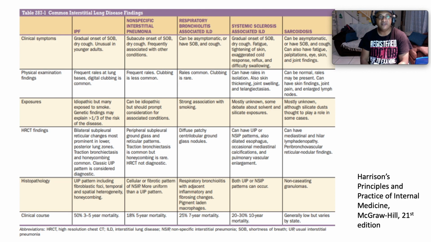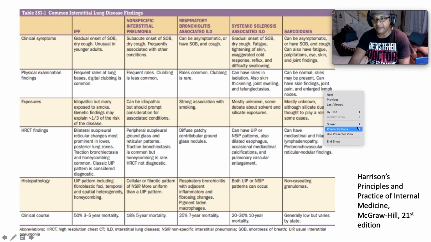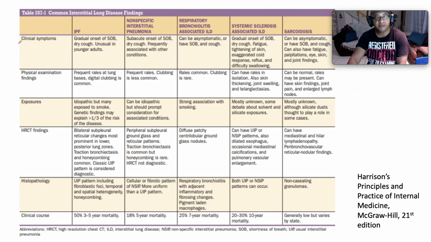Okay, so Harrison's gives us a nice table illustrating the common DPLDs, the diffuse parenchymal lung diseases, and partitions them based on specific headings, right? So let's just get my pointer in here. They sub-stratify them based on clinical symptoms, physical exam findings, exposures, findings on HRCT, histopathology, and clinical course. So I just want to talk about a few of these.